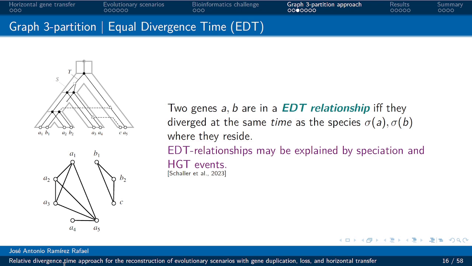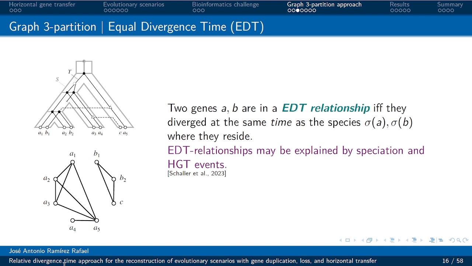I will start with the EDT, equal divergence time, part of the graph. Basically, in this graph the nodes are the genes, and we connect two genes if they diverge at the same time as the species. As a quick example, we can look at A1 and A2. They diverge at this point of the species tree, which is the speciation.